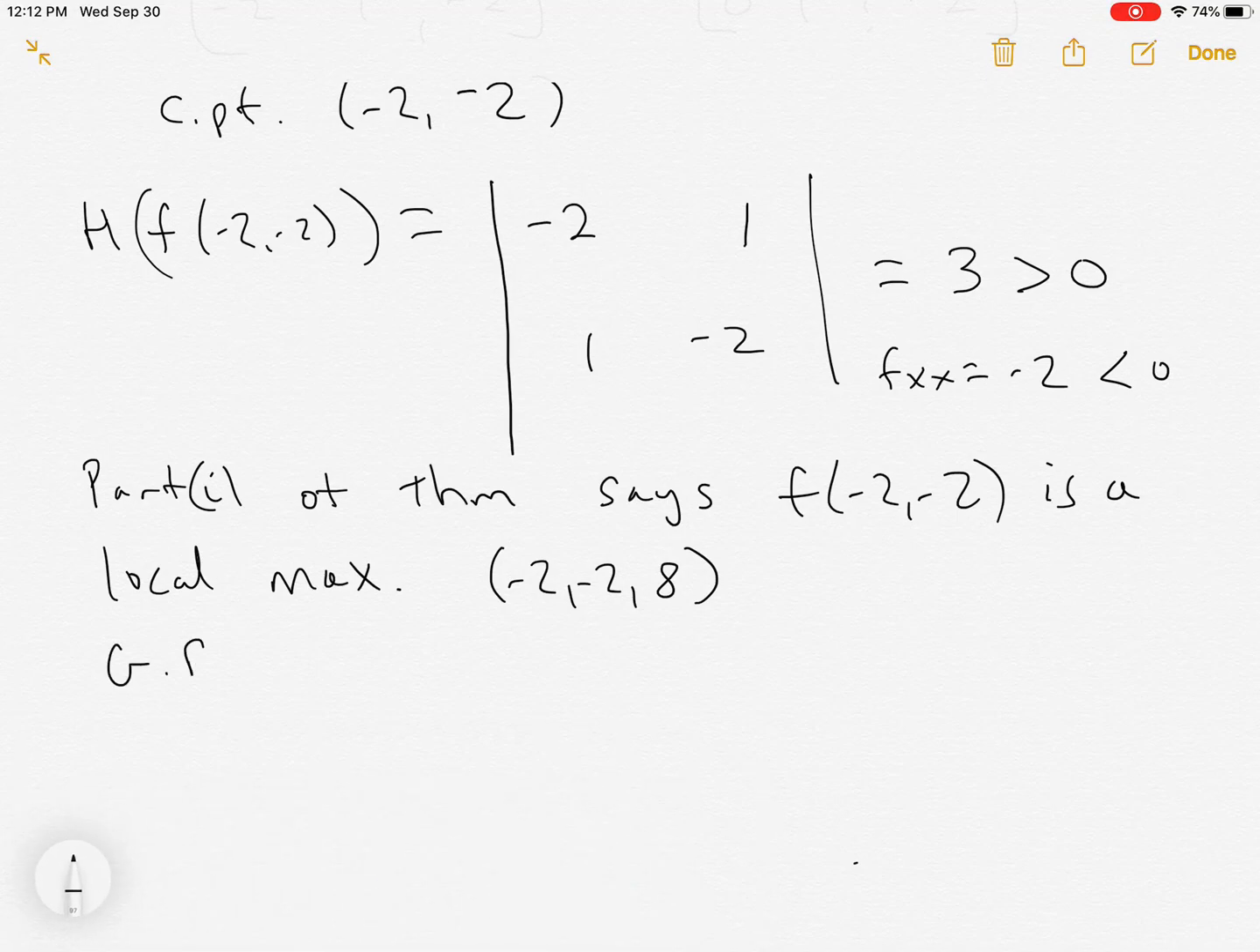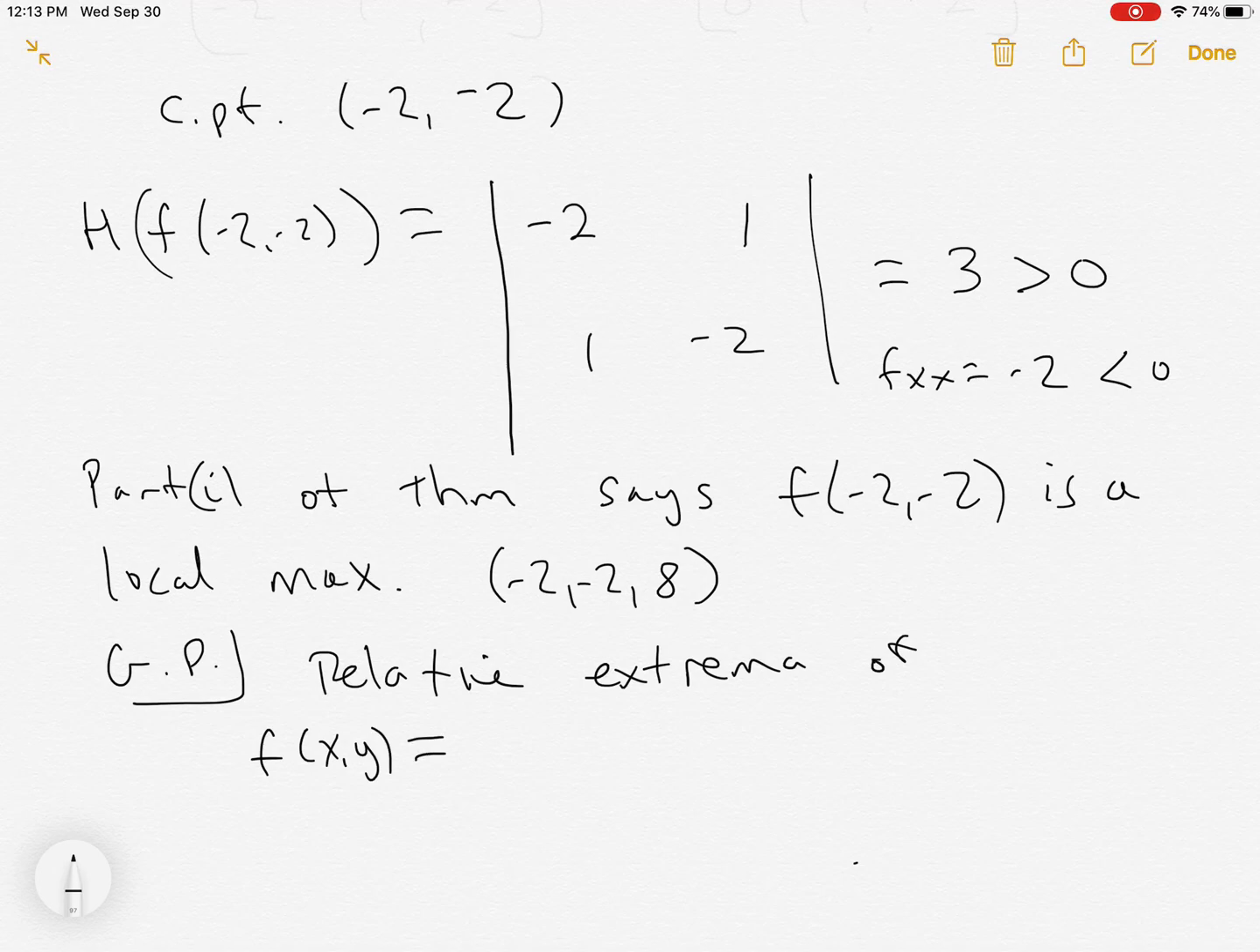This is going to be guided practice, okay? And we'll start class by going over this. So you're to find the relative extrema of the function f of xy equals 3y squared minus 2y cubed minus 3x squared plus 6xy. And we'll start class with this.